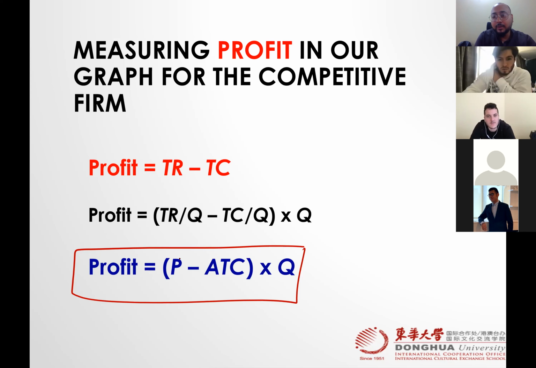When you replace AR with P, then it would be price minus average total cost, multiplied by the quantity sold, is the profit. Right? So if you are not good at basic mathematics, just remember that the profit formula is price minus average total cost multiplied by quantity.